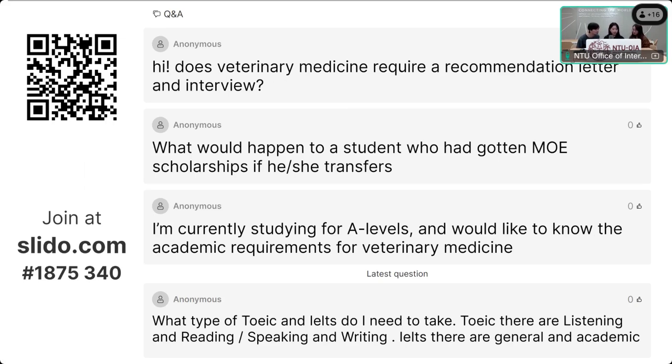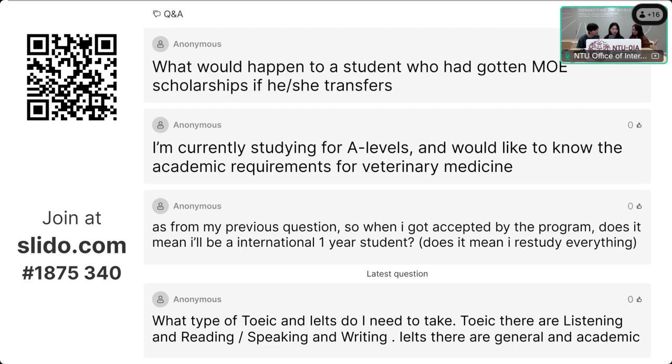So next, what would happen to a student who had gotten an MOE scholarship if he or she transferred? So for the people who get their MOE or MOFA scholarship, yes, you can transfer the scholarship, but according to the guidelines of the scholarship, you have to inform your current university if you get admitted.